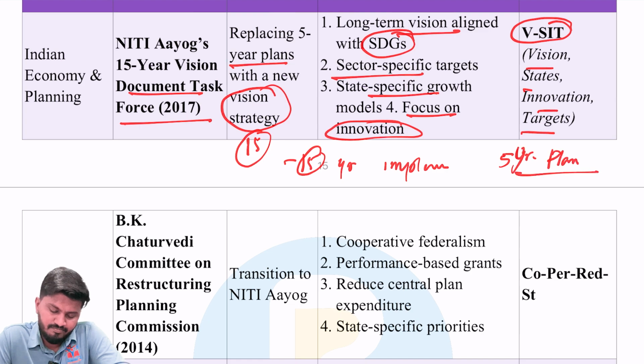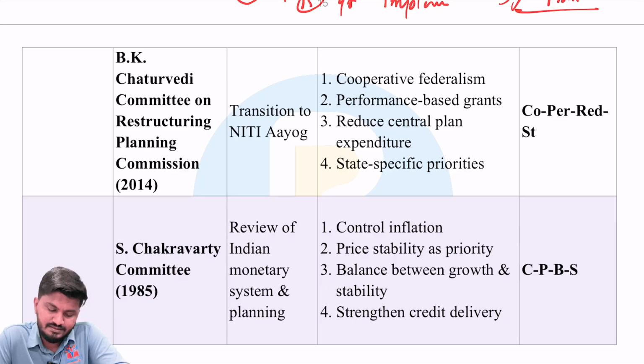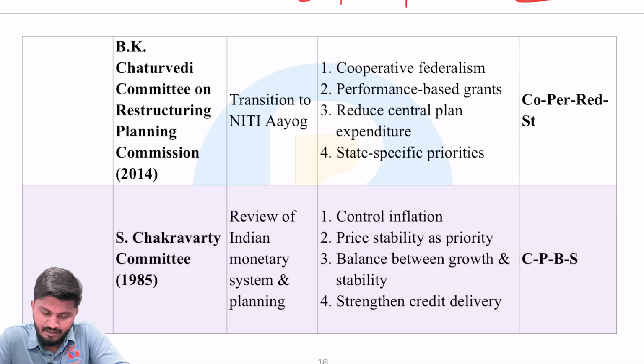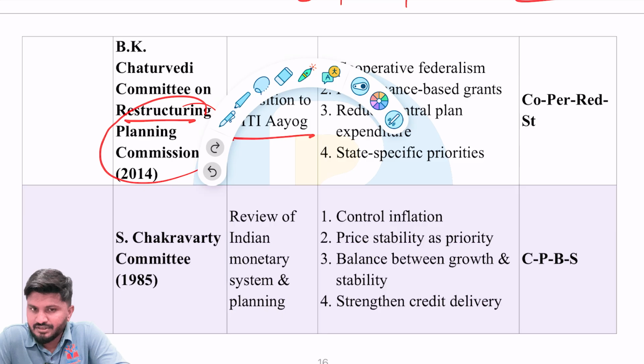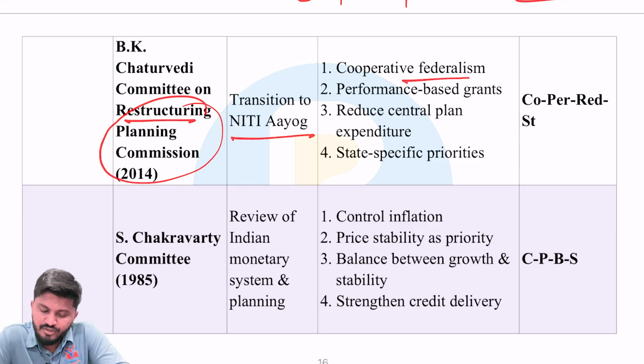Okay, next, the second important committee in this regard is the BK Chaturvedi Committee on Restructuring the Planning Commission. A very old one. Now it is redundant, you can say, because Niti Aayog has already replaced the Planning Commission. The main aim was to transition from the Planning Commission to Niti Aayog. The recommendations were promoting cooperative federalism, performance-based grants, reducing central plan expenditure, and state-specific priorities.